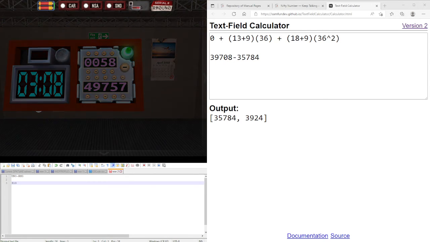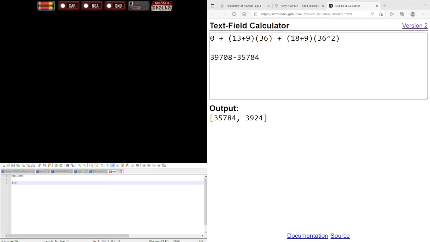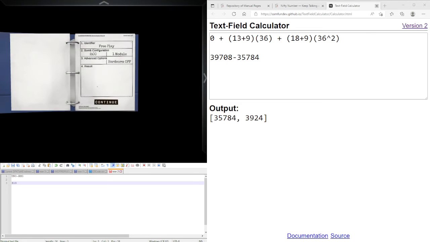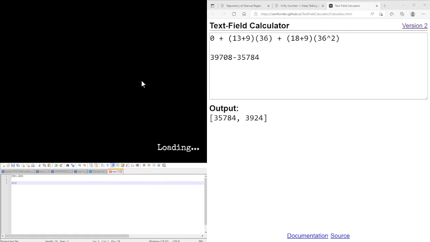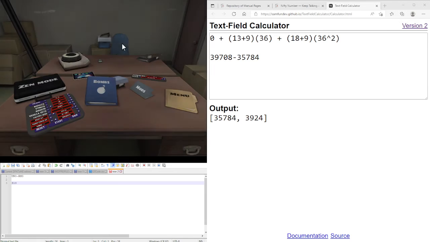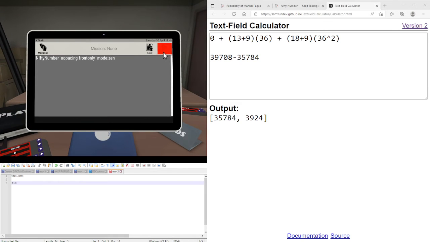I should do one more example, since it relies on the serial number. And of course, if I did it again, it would be the same answer again. Unless it was a plus.